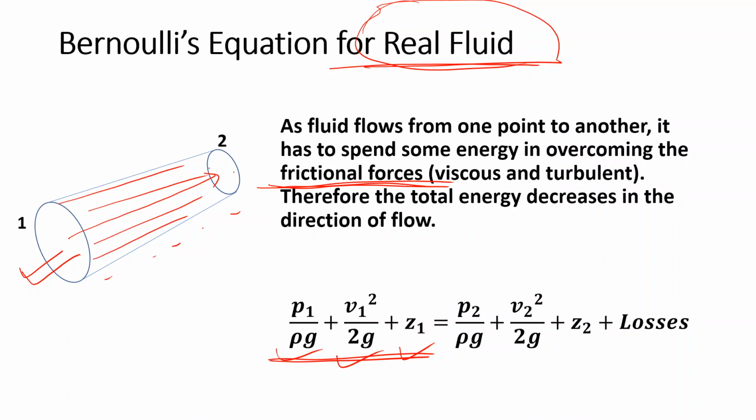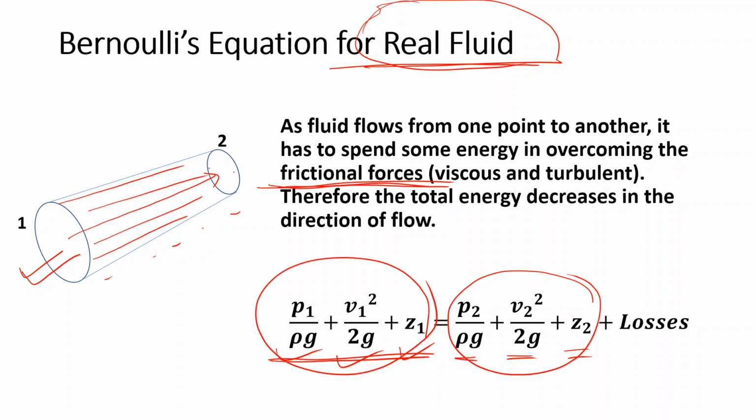So if we measure p2 by rho g plus v2 square by 2g plus z2, that will be actually slightly less than this p1 by rho g plus v1 square by 2g plus z1, and therefore we have to account for losses occurring in this process when fluid flows from this point to this point, and those losses are mostly because of friction.